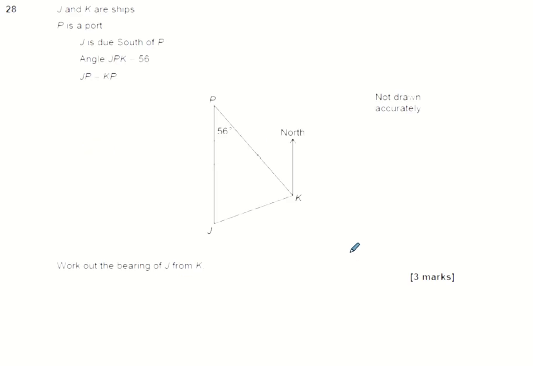Question 28. J and K are ships. P is a port. J is due south of P. Angle JPK equals 56 degrees, and JP is equal to KP. Work out the bearing of J from K. So first of all, a bearing. A bearing is an angle that's measured clockwise from north using 3 digits.